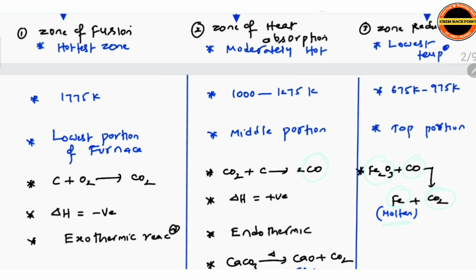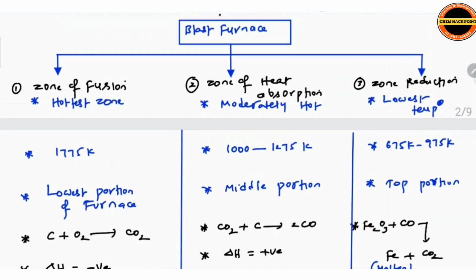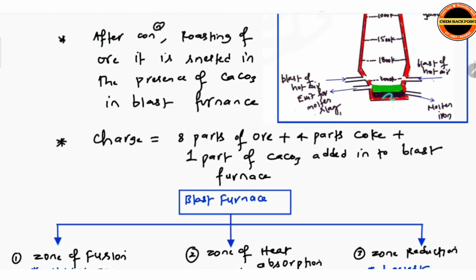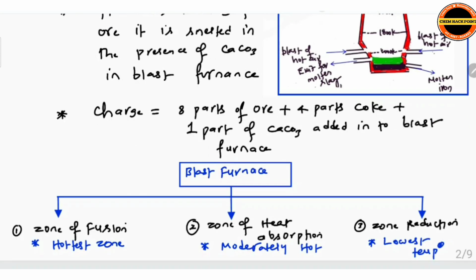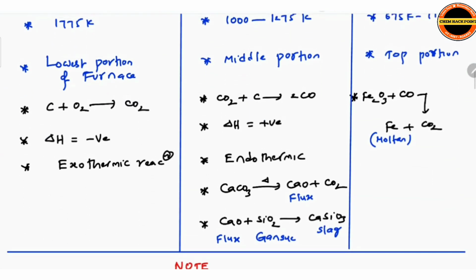which is in molten form. So molten iron you will get here. After completion of the reaction, molten iron you will get at the bottom, so you can collect it by using this exit. Above this, slag is formed. Above this slag is formed. So here slag is this one.